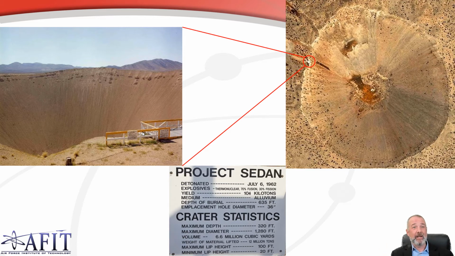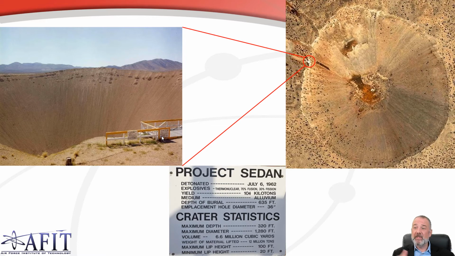Now, there's also a plaque right next to the viewing site, and that's this little thing right here. What it's showing is the yield of the weapon. It was 104 kilotons. The soil was classified as alluvium. How deep was it buried? 635 feet. What was the size of the borehole that they lowered the weapon down into? It was only about 3 feet, so it probably had really good coupling with the ground around it. And then the crater is 320 feet deep, but almost 1,300 feet in diameter. This is one large crater. Again, I think it's the largest that we ever produced.